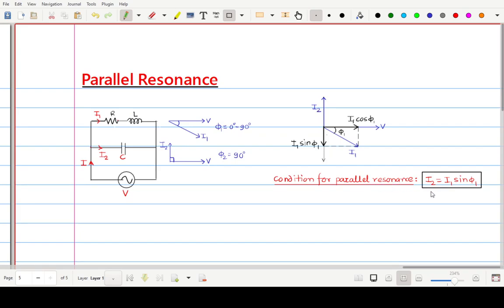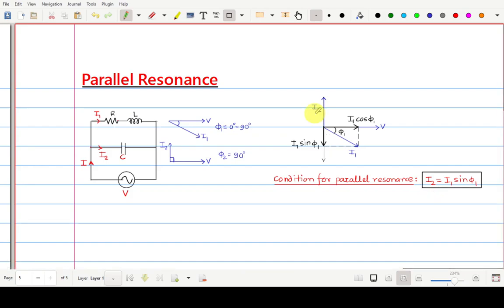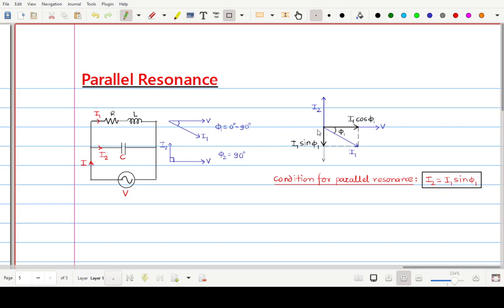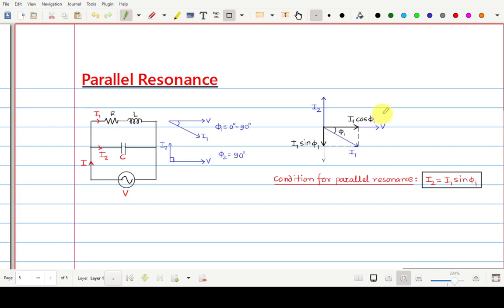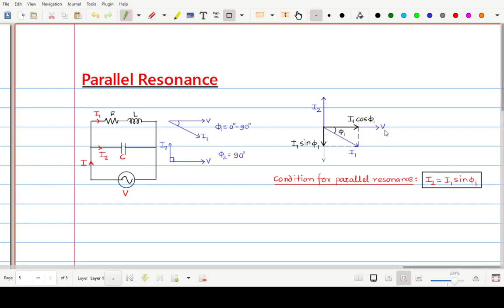Okay, now what happens when this condition is satisfied? If you look at the phasor diagram, you will find that I2 and I1 sin phi 1 are in opposite directions, so they will cancel each other out. So the only current remaining in your circuit is nothing but I1 cos phi 1. Okay, and that current is in phase with voltage, which means you can predict that your capacitive part and inductive part will cancel each other out and the only current remaining is in phase with the applied voltage. So we can say that now our circuit is in resistive condition.